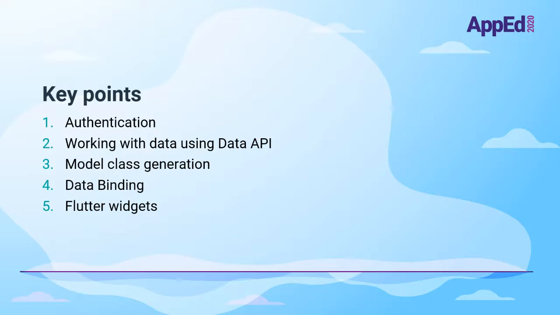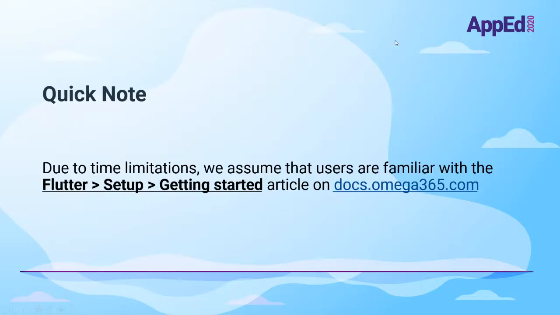I think the key takeaway from this is to notice the differences between what you're used to in Wing Client in web, how you develop applications there, and what the differences are doing so on mobile devices. A quick note before going forward. Due to time limitations, we assume that most of the users are familiar with the Getting Started article on Flutter in Docs Omega 365. If you are not, this is a great article to set up your environment and at the end of it, get a demo application to play around with.